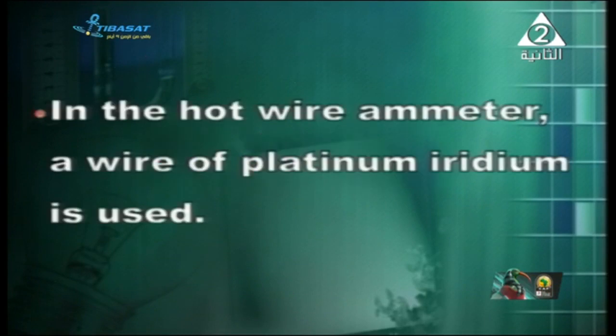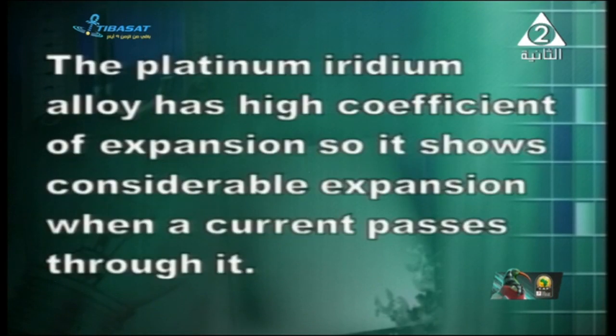Answer some questions on the hot wire emitter. First of all, give reason for: in the hot wire emitter, a wire of platinum iridium is used. Why platinum iridium in particular? The platinum iridium alloy has a high coefficient of expansion. It has high expansivity, so it shows considerable expansion when a current passes through it.